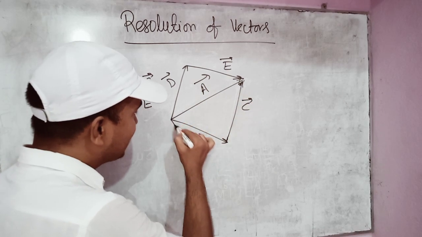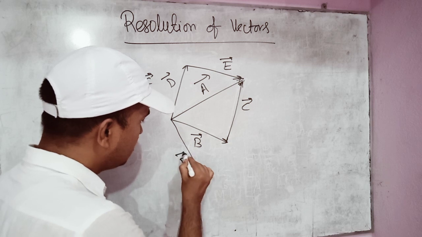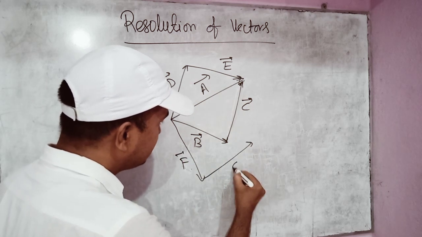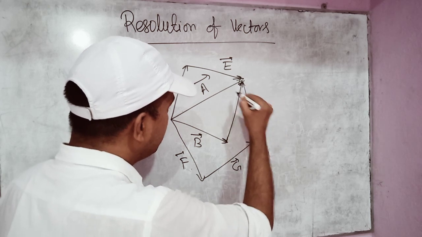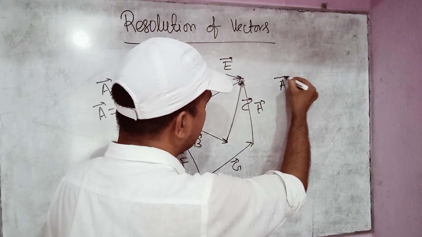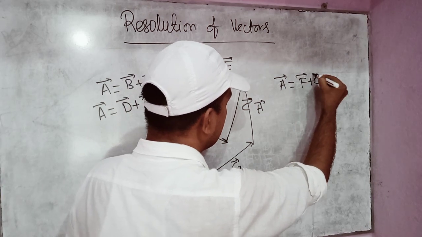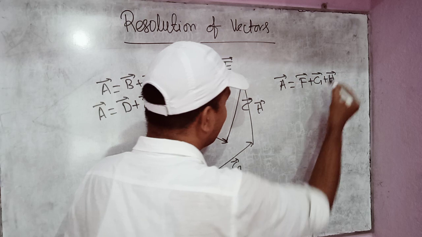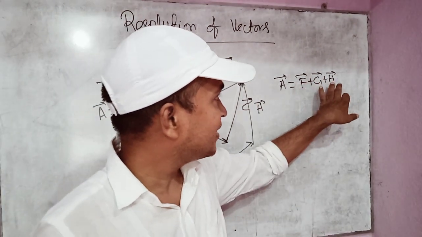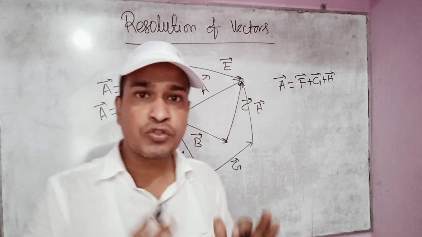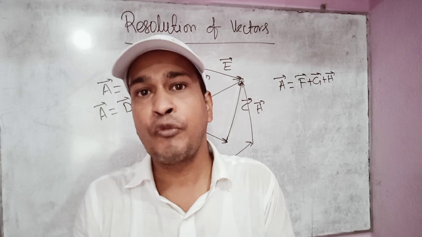Now let this be a vector F, this be vector G and this be a vector H. So here we can write vector A is equal to vector F plus vector G plus vector H. And we can say that we have resolved vector A into vector F, vector G and vector H. So this is the resolution of vectors, meaning writing a vector in terms of two or more vectors.